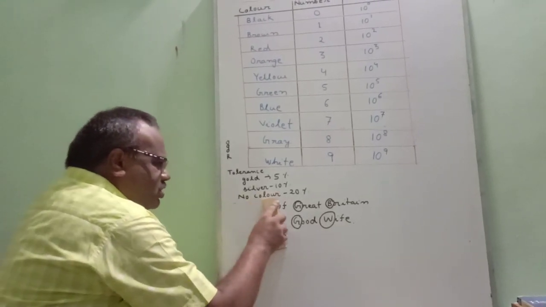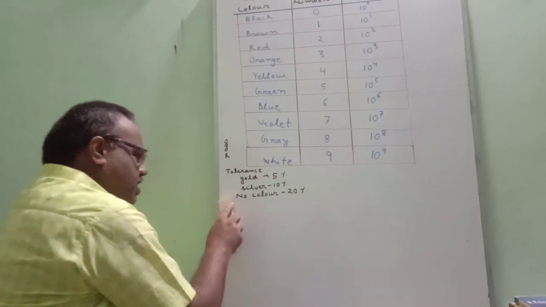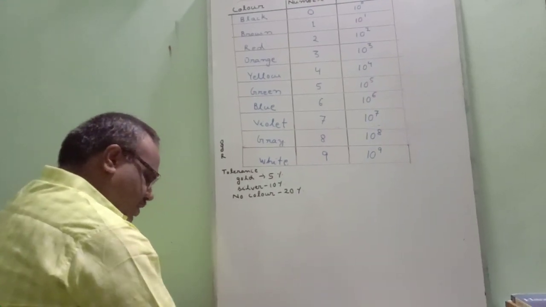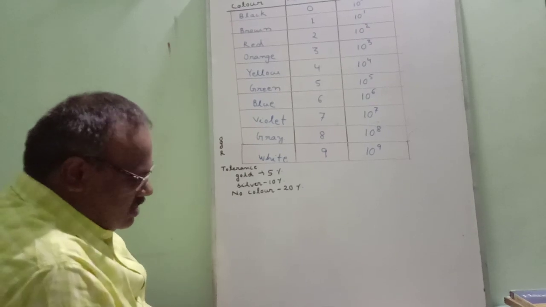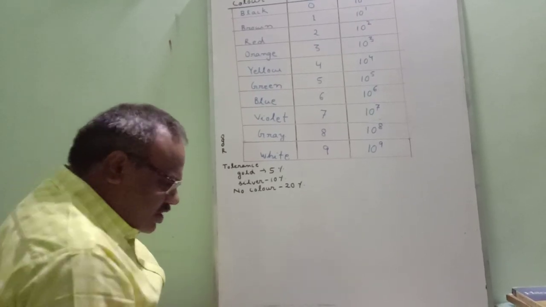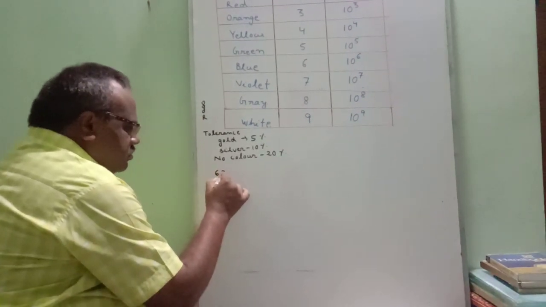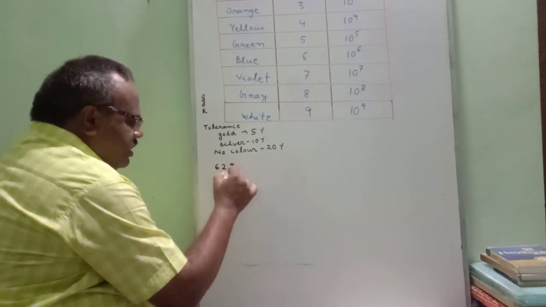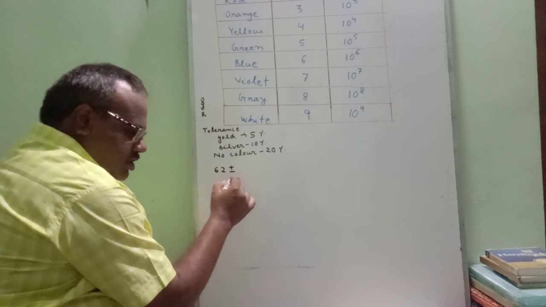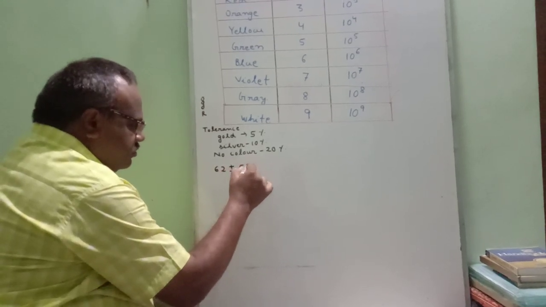Now suppose a carbon resistor is there. Suppose the resistance of the carbon resistor is 62 plus minus 5% kilo.